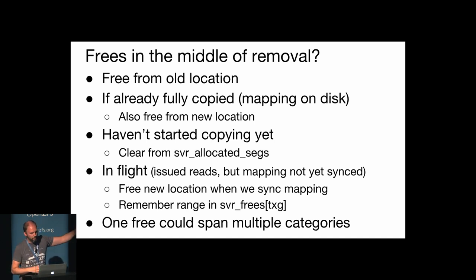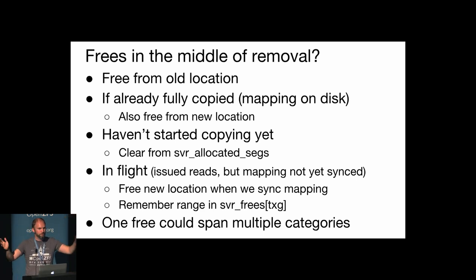So we remember that range that needs to be freed in this SVR frees, which is a range tree that we index by the transaction group. Then when that transaction group syncs, as part of that sync task that I mentioned, we're also going to free everything that is in this range tree. And you might be in multiple or all of these categories, because a free is like a range.